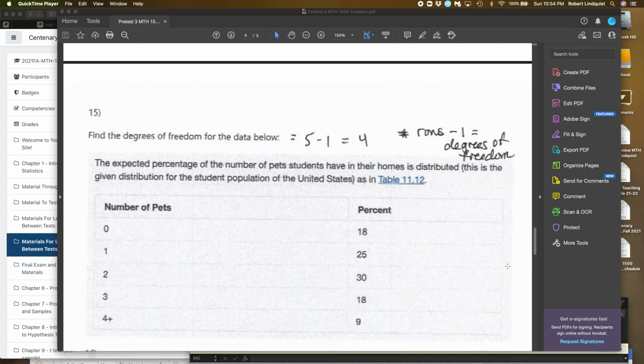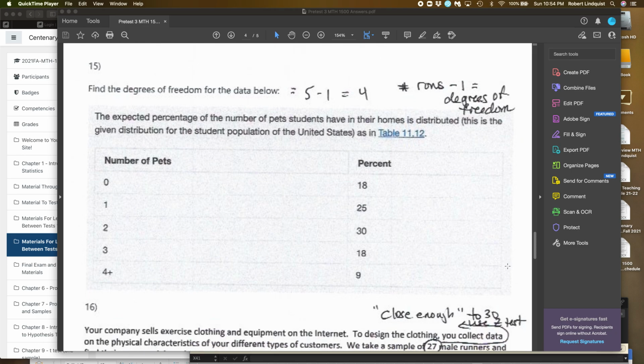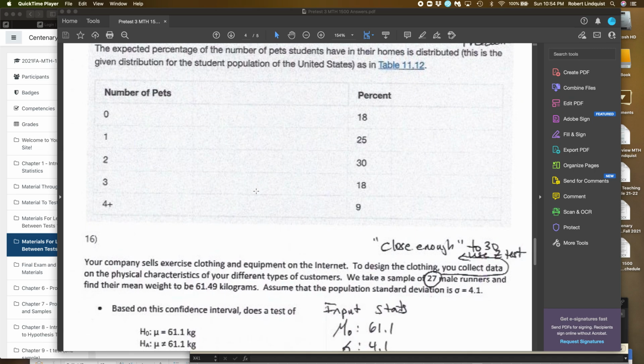Okay, next up, find the degrees of freedom. Well, this might be the easiest question on the entire test, because all you do is look for the number of categories or columns on this particular chart here. Number of pets doesn't count, but the numeric columns, 1, 2, 3, 4, 5, so 5 columns minus 1. You always take away 1 for degrees of freedom, and you get 4. It's the number of rows minus 1, and don't count the heading row, just the rows with quantified data.